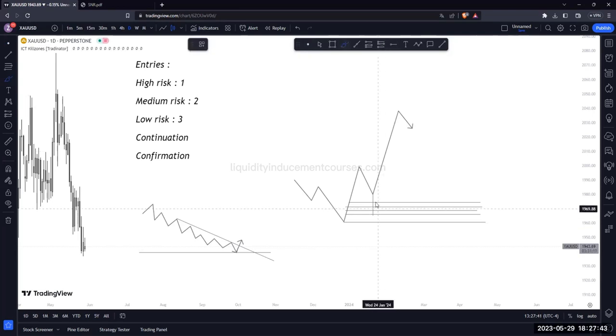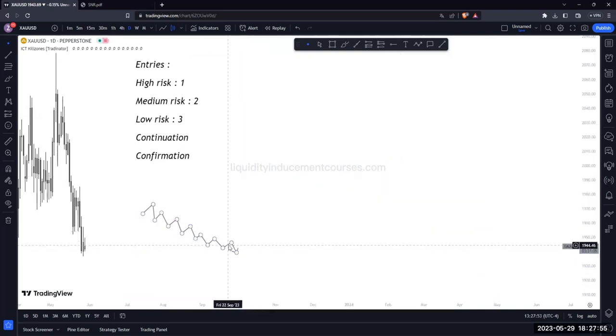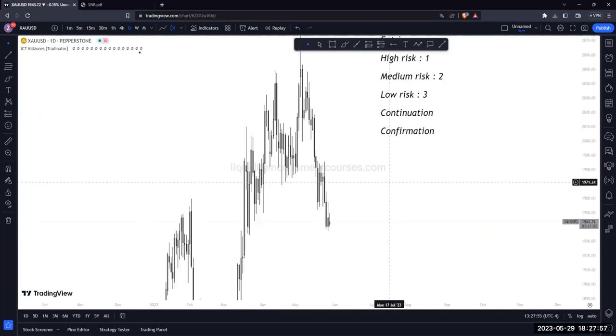So in here, you don't know if price is going to react from this. So you don't take a limit. You wait for price to do reaction, confirmation, and then you buy once it breaks. Understood? Let me show you an example.